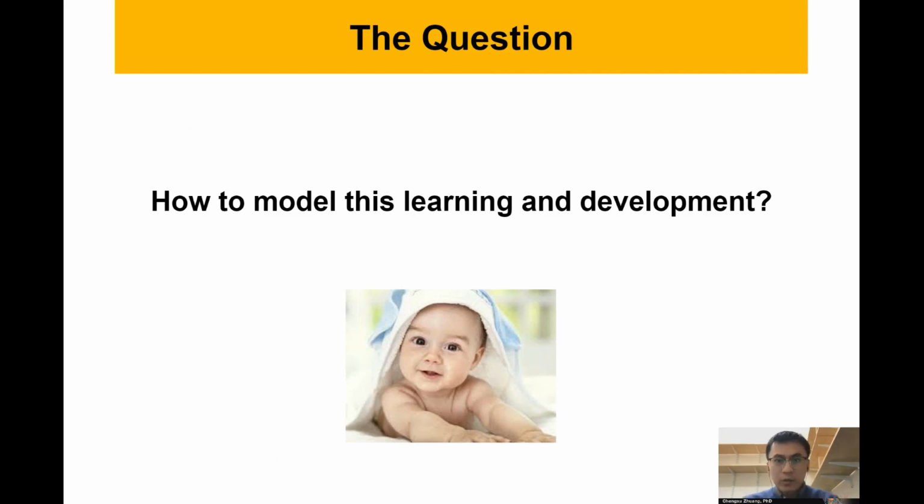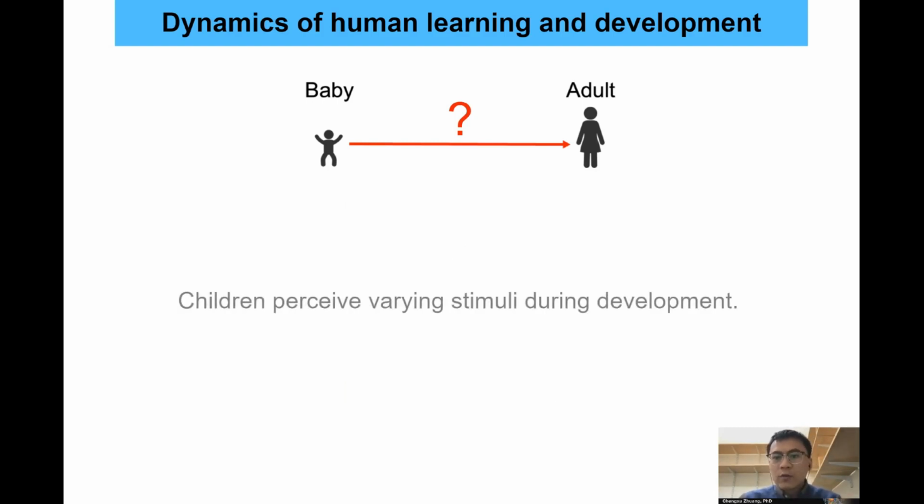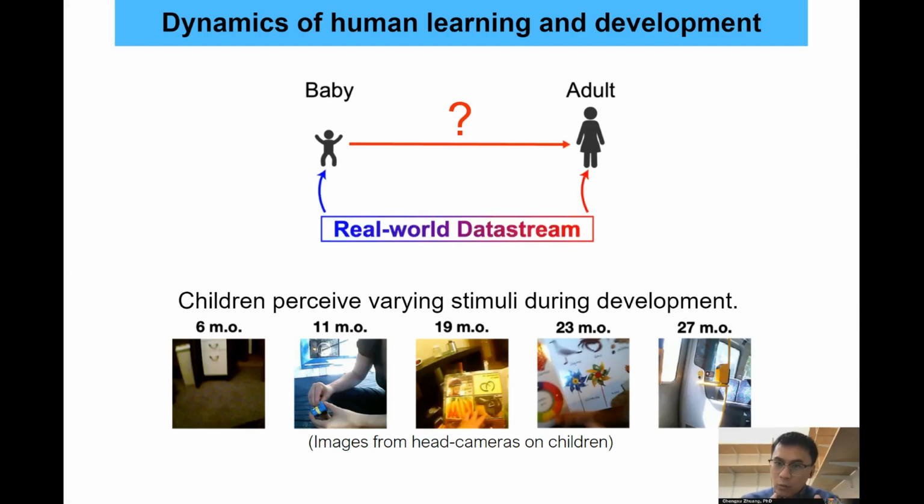The question that I'm going to talk about in this talk is how to model this learning and the development trajectory. So what do we know about this trajectory? We know that children perceive varying stimuli during development. These are images taken from children's head cameras, and the age of the recording was labeled on the top of the images. So to represent this, I will use this real-world data stream, but with varying color to indicate that it's changing across time.